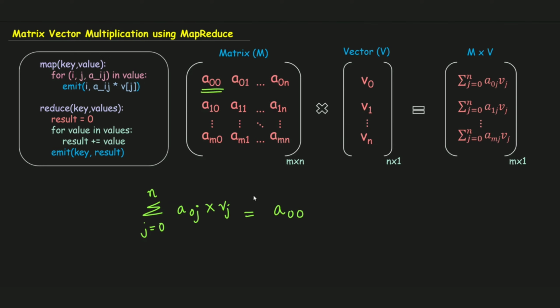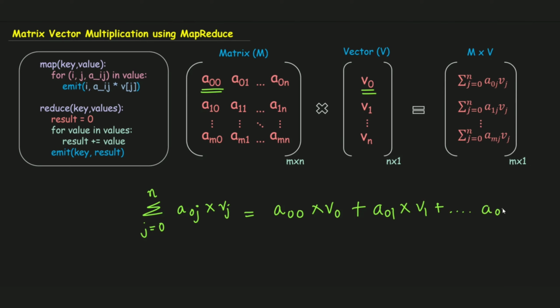So the term will be a00, which is this element, multiplied by v of j. Here the j value is 0, that is v0. So it is a00 multiplied by v0. Next, since it is summation, we are going to add. So plus, now the counter j will increment, and after 0, the j value will be 1. So this time, instead of a0j, it is a01, and multiplied by, instead of vj, we will write v1 because the j value is 1. So a01 multiplied by v1.